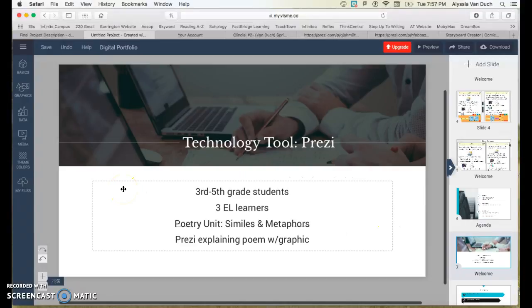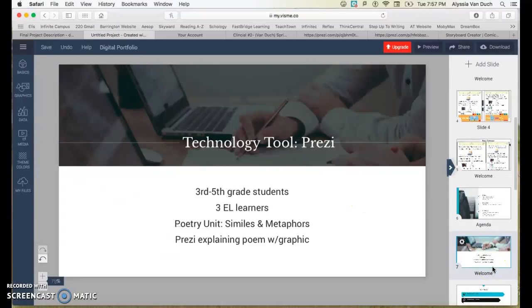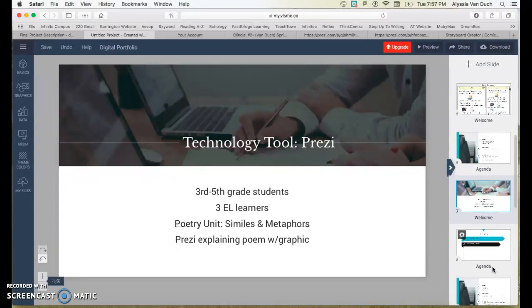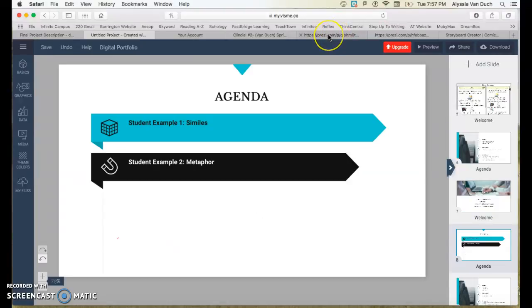The second part of my portfolio is that I taught my students how to use Prezi. So I did this before the end of the school year ended with my previous 3rd through 5th grade students. 3 of them are EL learners, and we did it on a poetry unit where they had to write similes and metaphors, and then they had to create a Prezi presentation explaining the poem and the different parts. So I have 2 examples of students who did it, which they did a really nice job.